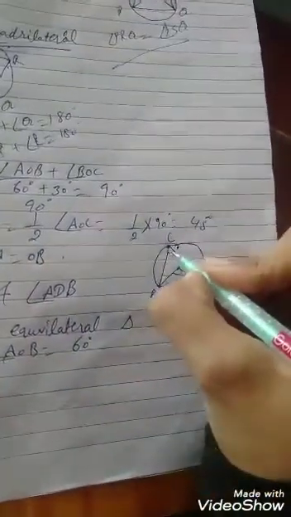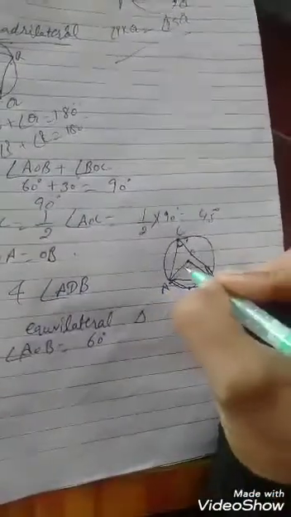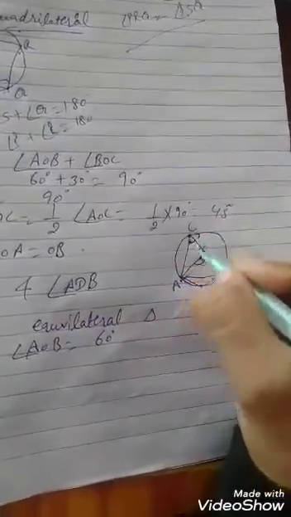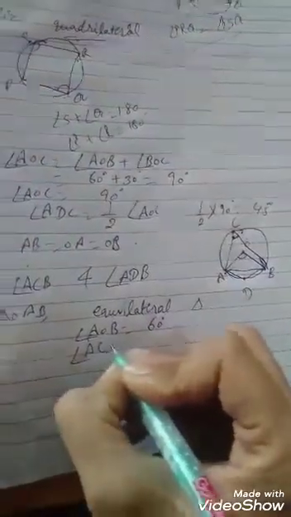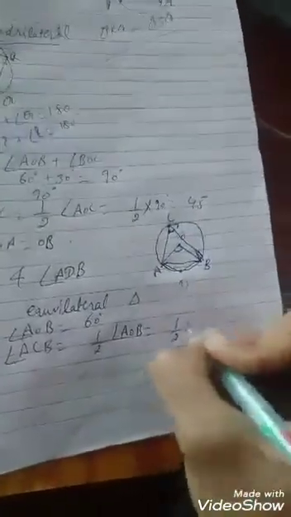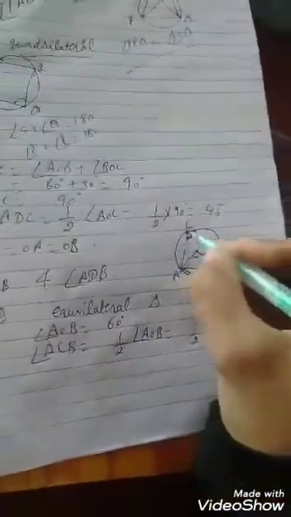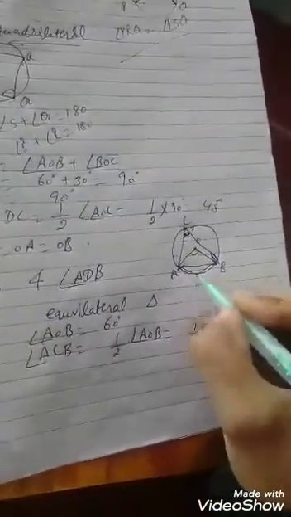We have to find angle C. This angle is on the center and this is on any point of the circle. It means this is half of this angle. It means angle ACB is equal to half of angle AOB. 1/2 into 60, that is equal to 30 degrees. Angle ACB is equal to 30 degrees. It means the angle in the major arc is equal to 30 degrees. Now we have to find the angle on the minor arc, ADB.